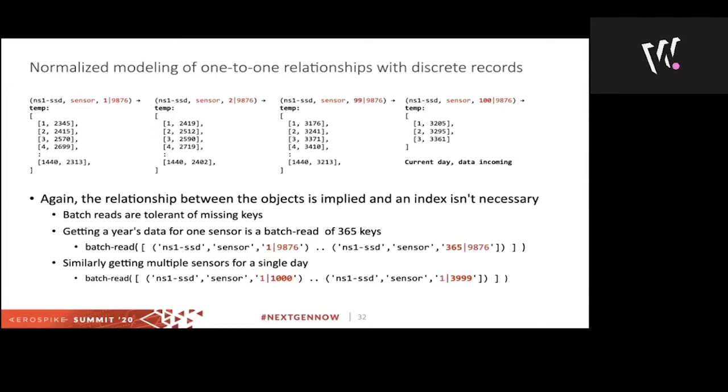Similarly, getting multiple sensors for a single day is very easy to do. Okay, we have day 1, and we have sensors 1000 through 3999 continuously.